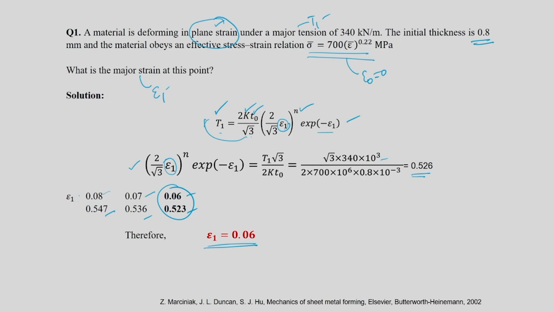Okay. So at that particular point, you will get a major strain of 0.06 when you give a tension T1 of 340 kilonewton per meter, and it has an initial thickness of 0.8 with this particular strain hardening law. So that is what you will get.